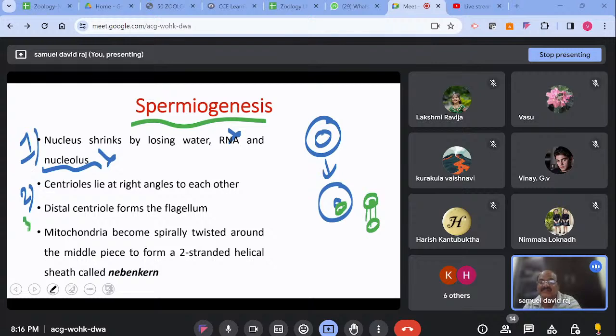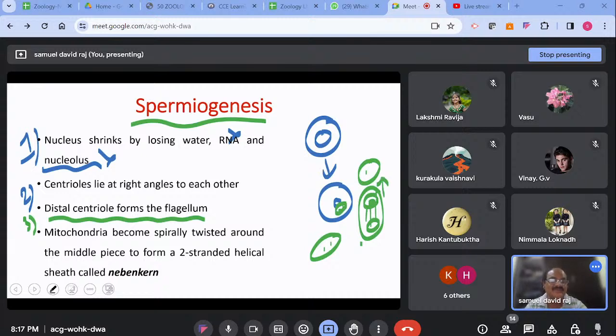And the third thing is the distal centriole is responsible for the formation of flagellum. There are two centrioles. Actually, they are like this previously. Now they are like this. Towards the nucleus, one is present, that is called proximal centriole, and the other is away from the nucleus, that is called distal centriole. This portion becomes the sperm head and middle piece, and from the distal centriole there develops the tail. Thus, the distal centriole develops into the flagellum.